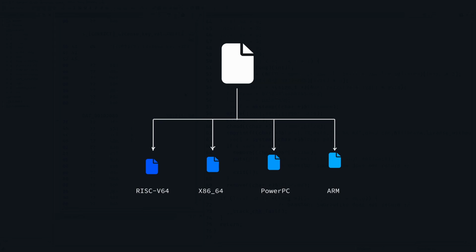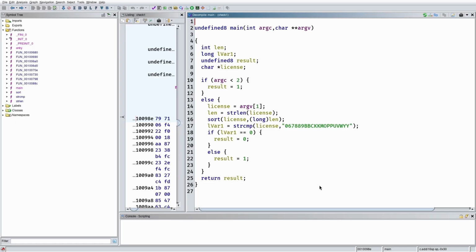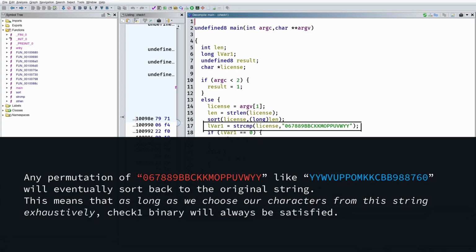The program we are given contains within itself 4 different license check binaries of different architectures, which all need to be reverse engineered to find the correct key. We can simply use dd to extract all the 4 binaries. Let's start reversing the first one. We can see that it's a relatively small binary and uses some sorting algorithm to sort the input and compare it to a fixed known value. This means that any permutation of this known string will satisfy the binary. And this also means that we have found a character set for the key.